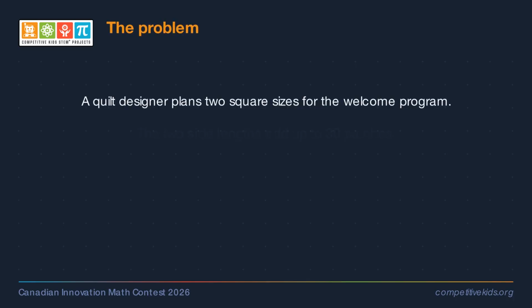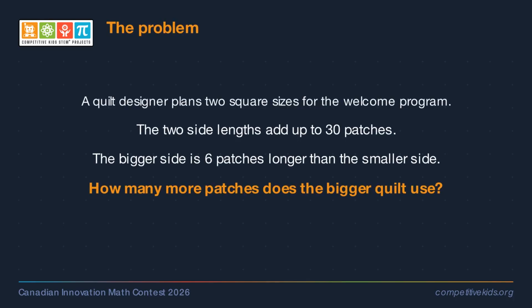A quilt designer is planning 2 square sizes for the welcome program. The 2 side lengths add up to 30 patches. The bigger side is 6 patches longer than the smaller side. How many more patches does the bigger quilt use than the smaller one?